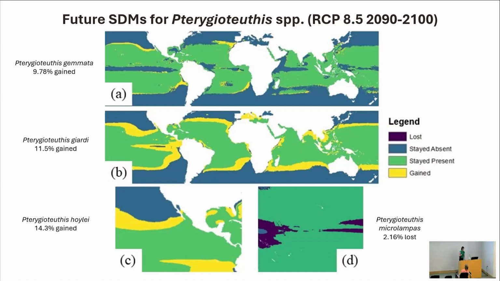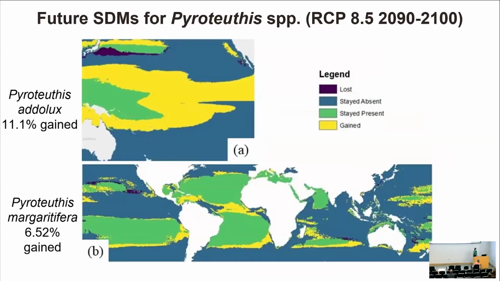So every single species except for Pterygioteuthis microlampus gained habitat. Approximately 10% or higher, they're gaining habitat across the globe. There's a poleward expansion, which is expected for a lot of marine organisms, but we're also seeing expansion along the equator, which is really interesting. Here's down here in the equator. So I'm not exactly sure what's going on here, but it's the same for our Pyroteuthis species.